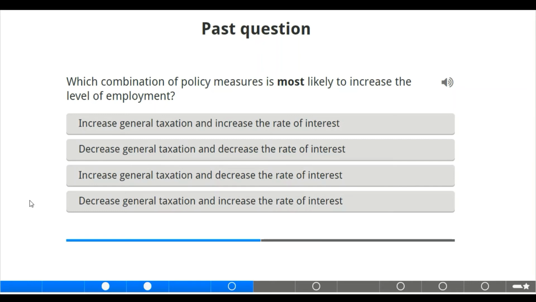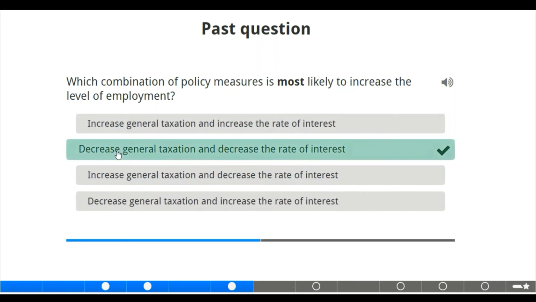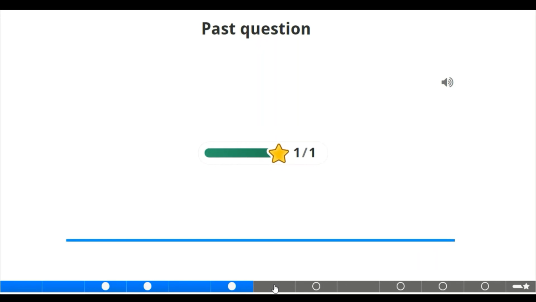We have increase general taxation and increase the rate of interest. If you are talking about taxation, remember we have fiscal policy, and when we are talking about monetary policy, we are talking about interest rate. Now, what can we do to increase the level of employment? Here we have the second option: decrease general taxation and decrease the rate of interest. Is that so? Increase general taxation and decrease the rate of interest, or decrease general taxation and increase the rate of interest. What do you think can be the answer? Of course, it is decrease general taxation and also decrease the rate of interest at the same time. Now we move to the next slide.